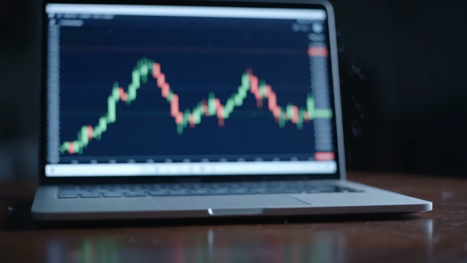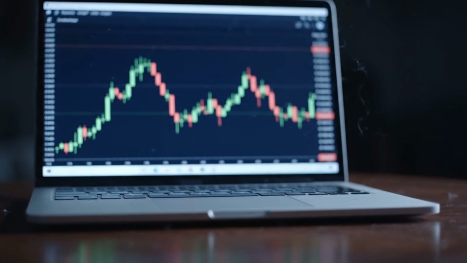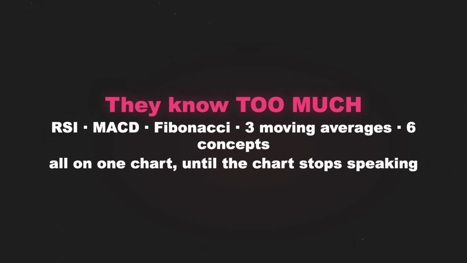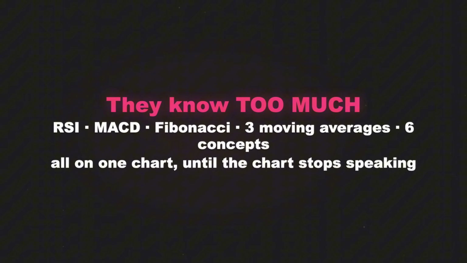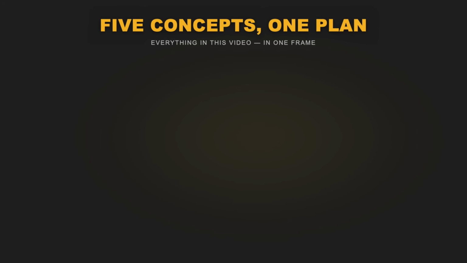Most traders never find a clean setup, not because they don't know enough, but because they know too much. Fibonacci, RSI, MACD, 3 moving averages, a handful of indicators, and half a dozen smart money concepts, all stacked on the same chart until the chart stops speaking to them entirely. In this video, we're doing the opposite.